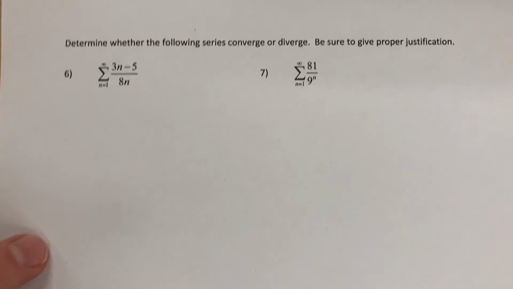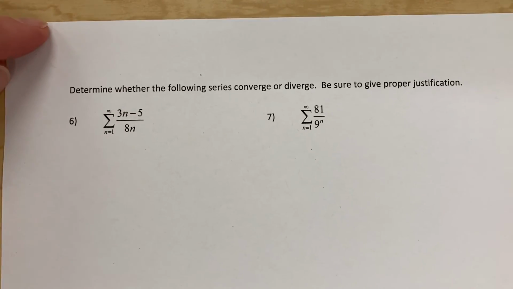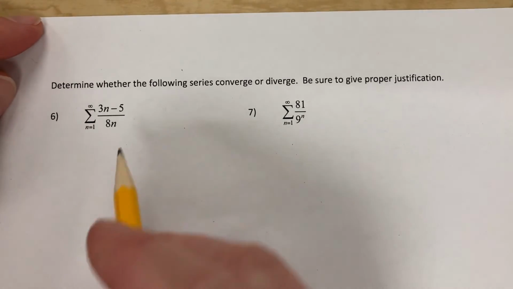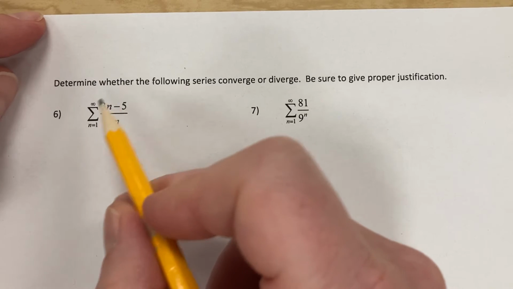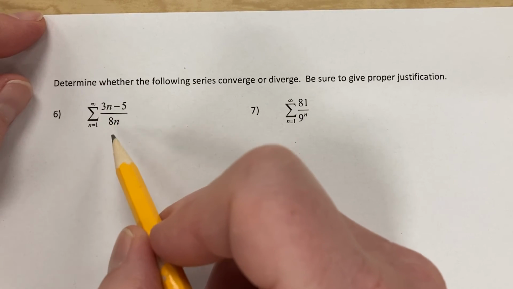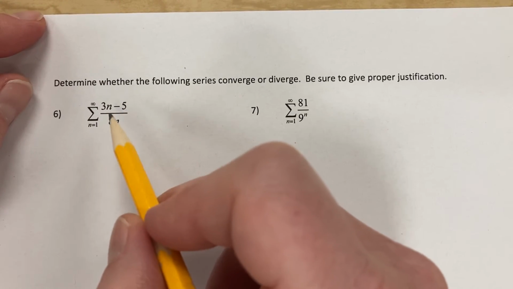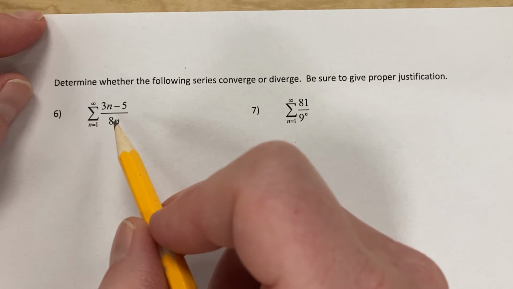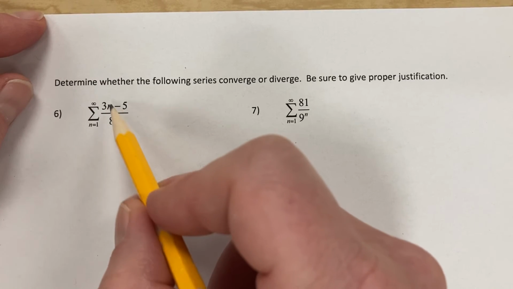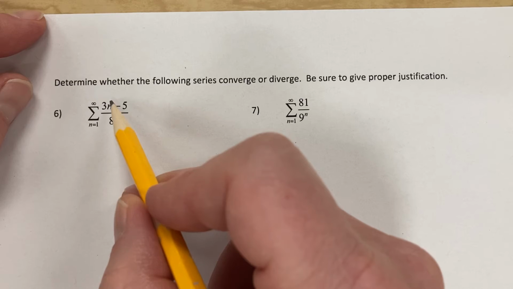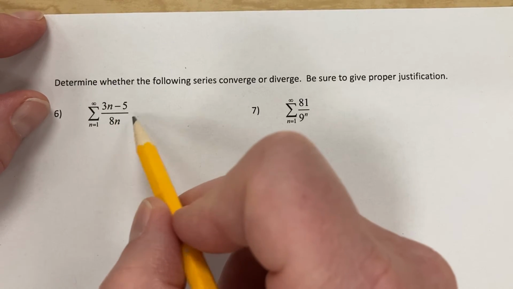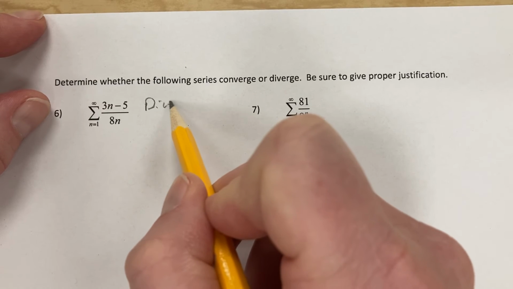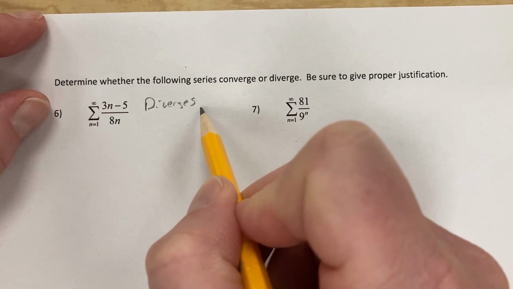All right, then we were asked to tell whether or not these converge or diverge and to give proper justification. So it's a good idea for you to get into the habit of having a gut instinct. When you look at this, try to determine, carefully but quickly, will this converge or diverge? You see 3n, 8n. Over time, that sequence is going to go to 3/8. It doesn't go to 0. So we have a good feeling that this diverges, okay?